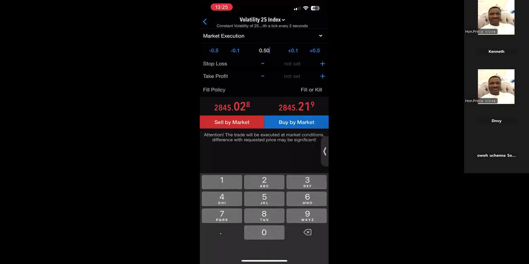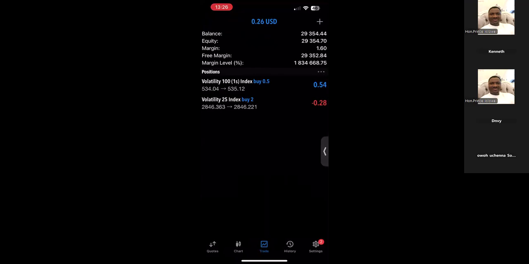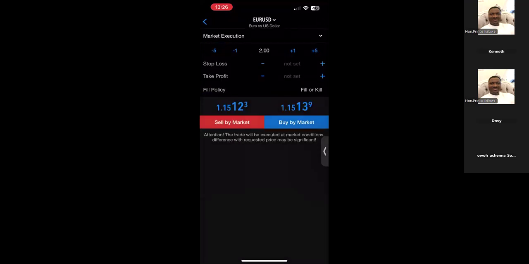Then if you want to increase your lot size, after this is 0.1. This is standard. You click buy or sell. If you want to do two standard lots, click 0.2, 2.00, click buy or sell, right? This is about four times the lowest lot size. Then for forex, it is fixed.